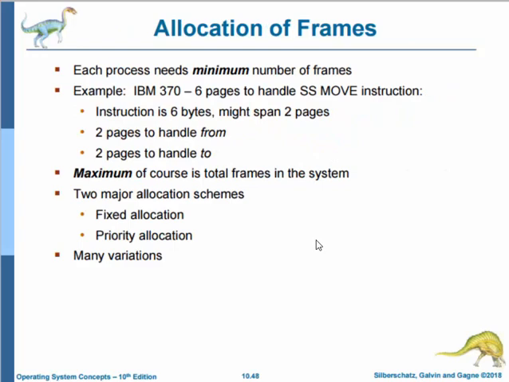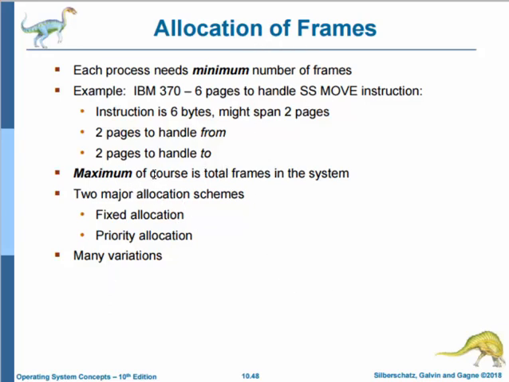Now, another issue of allocation is how we allocate the fixed amount of free memory among the many processes. For example, if we have 93 free frames and 2 processes, how many frames does each process get? In this case, each process needs a minimum number of frames. The IBM 370, for example, can handle 6 pages for the SS MOVE instruction, and this instruction is 6 bytes and can actually span up to 2 pages, with 2 pages to handle from and 2 pages to handle to.